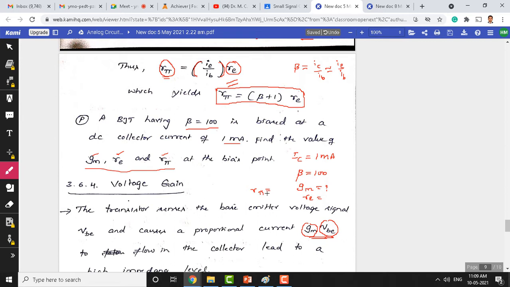So then only you will get familiar with the topic. Simply studying the topic does not make any sense. You need to work out numericals like this to understand the importance of the expressions that we have derived. If you have not done it, I look forward to you solving this problem, and let me know in the group what is the value of gm, re, and r pi.